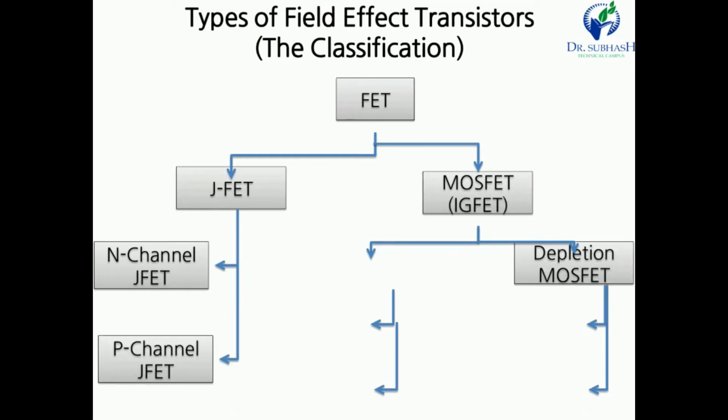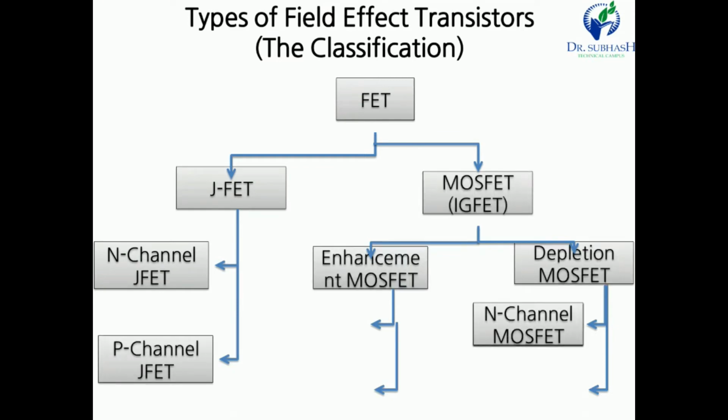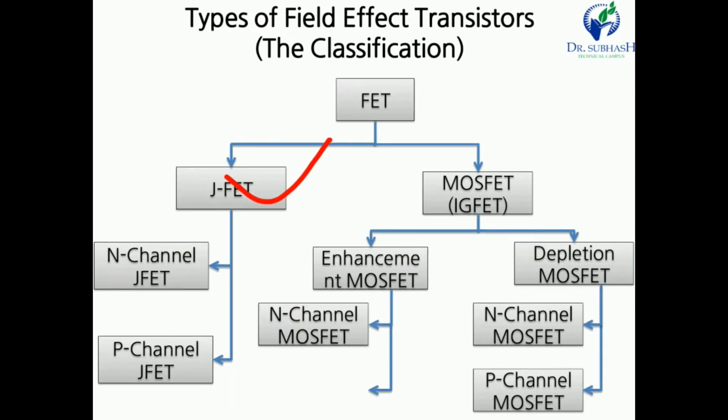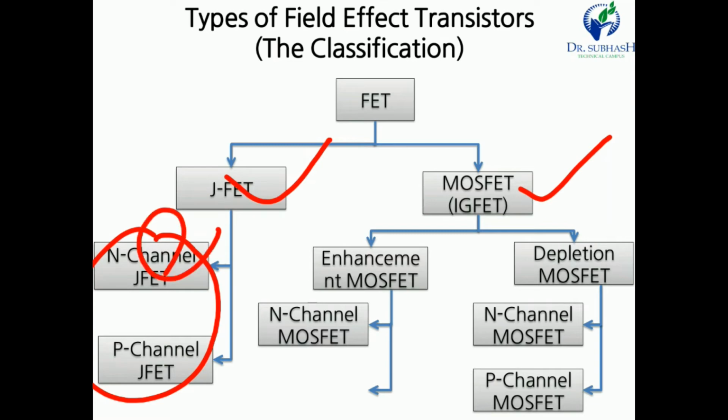Here you can see in the table the different types. The first one is JFET, mainly JFET and MOSFET, which is also known as IGFET. The JFET is also divided in two parts, N channel JFET and P channel JFET. If we talk about the N channel, then the majority charge carrier is electron. In P channel, the majority charge carrier is hole. So this is the basic difference in channel.